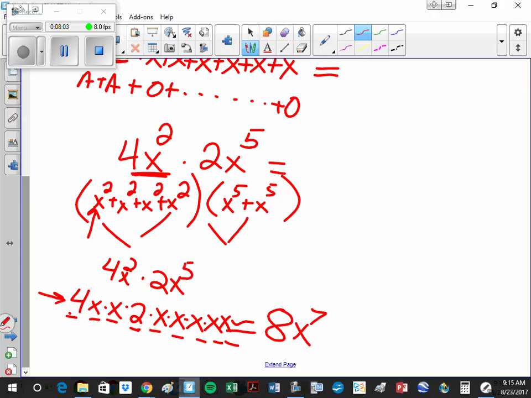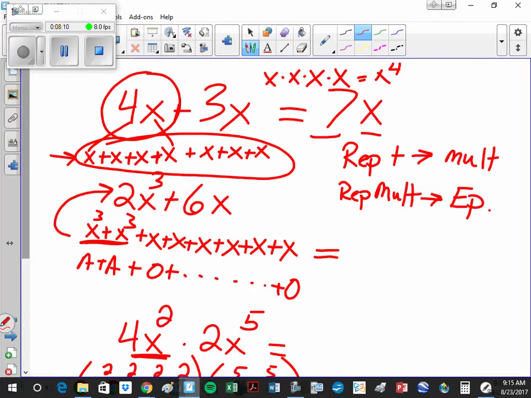Okay, now you've done this before, but does that kind of make a little bit more sense? So up here, we have 4 apples and 3 apples. We add them together, we end up with 7 apples.